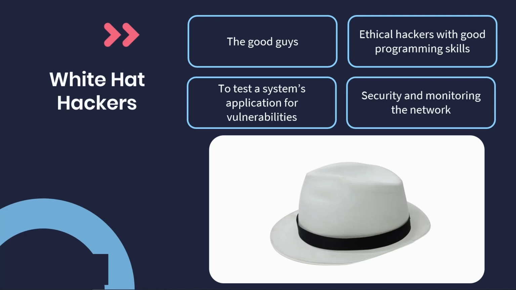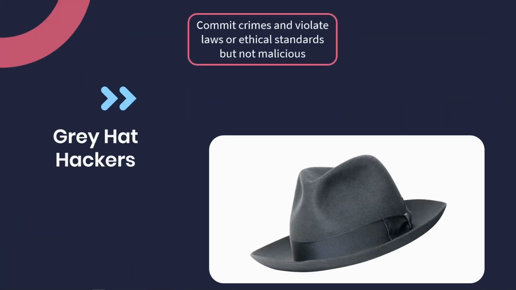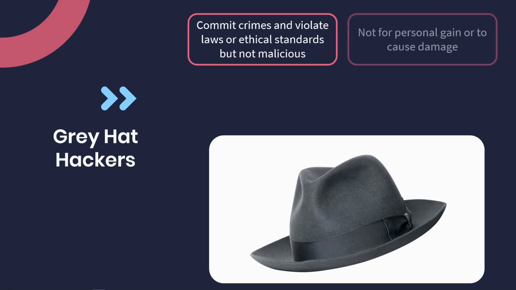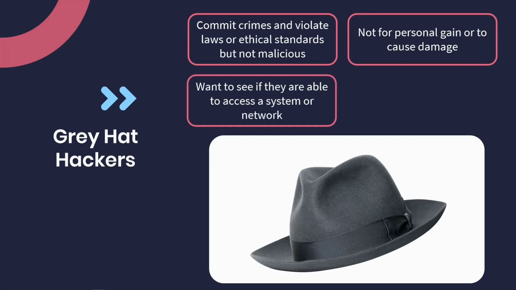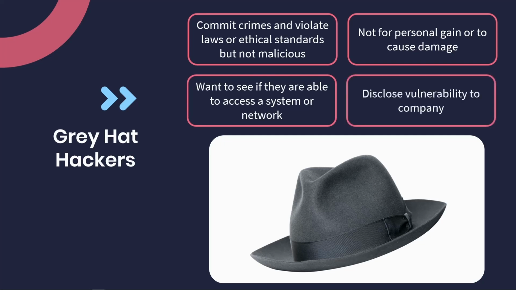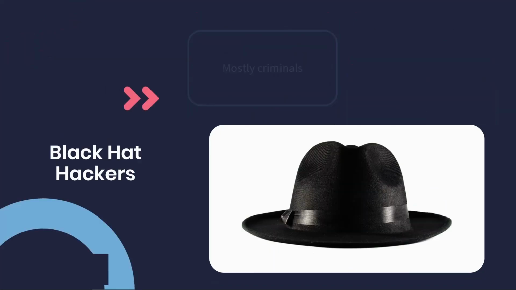Or they may work for the company and their job is the security and monitoring of the network. Gray hat hackers sometimes commit crimes and violate laws or ethical standards, but they are not malicious or evil. They don't do this for personal gain or to cause damage and disruption, but simply to see if they're able to gain access to a system or network. Gray hat hackers can cause a lot of damage to a system, but generally, once they have accessed it, they would disclose the vulnerability to the company for them to fix it.